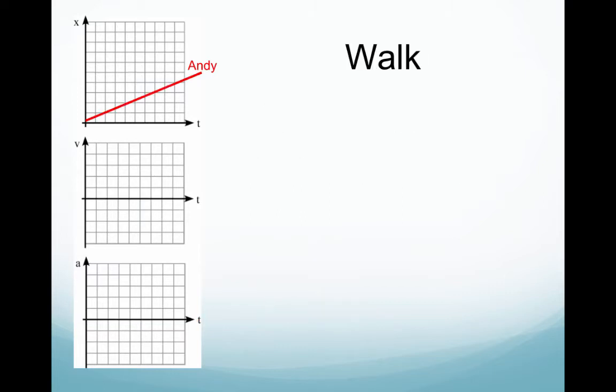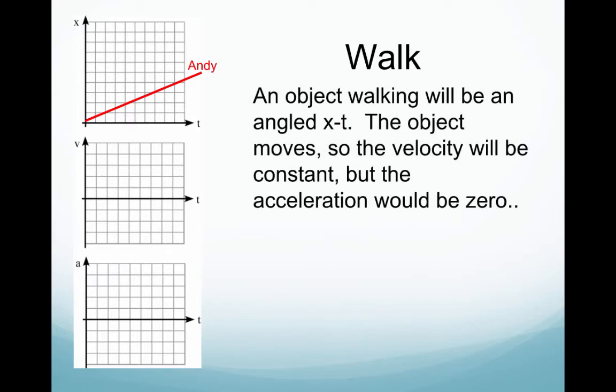This would be an XT graph of Andy walking. An object walking will be an angled XT. The object moves, so the velocity will be constant, but the acceleration will be 0. Velocity of constant, acceleration of 0.